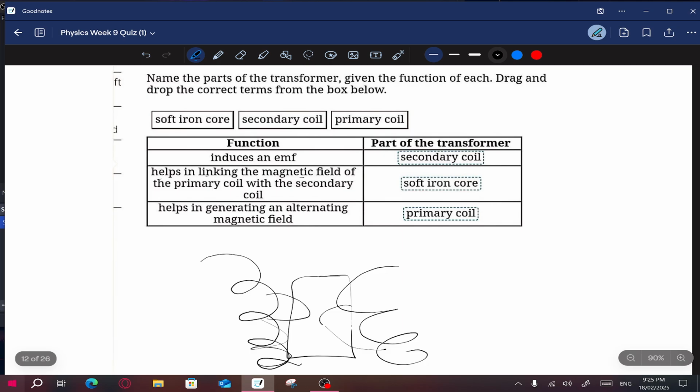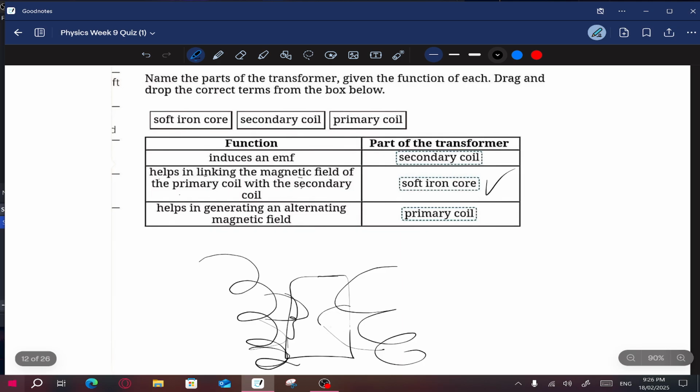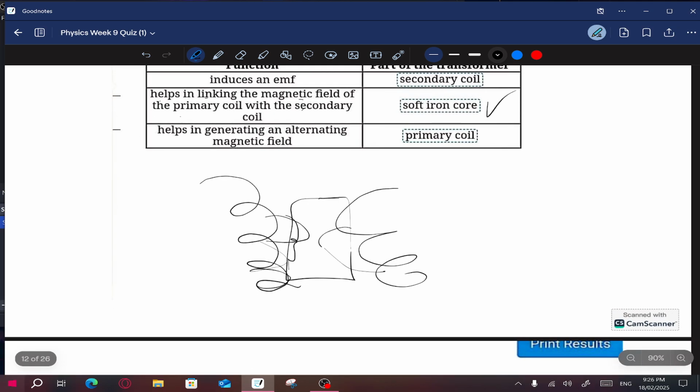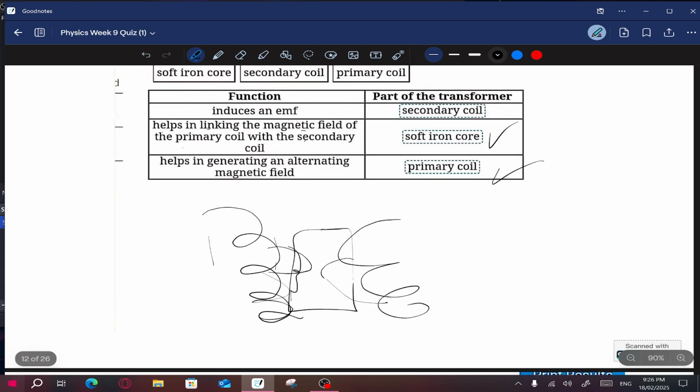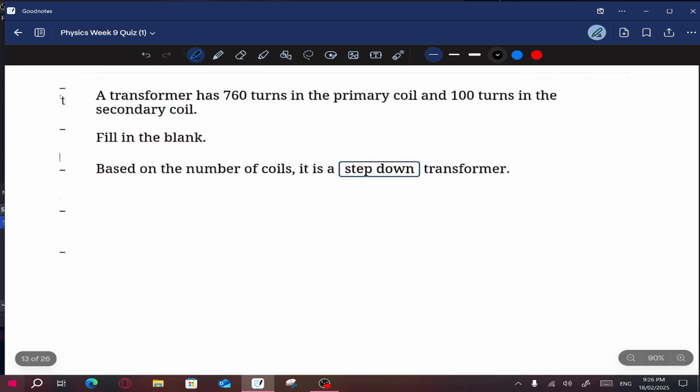It helps in linking the magnetic field of the primary coil with the secondary coil. Yes, because remember, they are both joined to the iron core. So this is the soft iron core. Now, the primary coil generates an alternating magnetic field, passes it through the iron core, and then passes it through the secondary coil. So what helps generate the alternating field is the primary coil, which is what I just explained. That leaves the secondary coil. When you have a magnetic field from the primary coil, this results in the EMF in the secondary coil, which is the voltage.